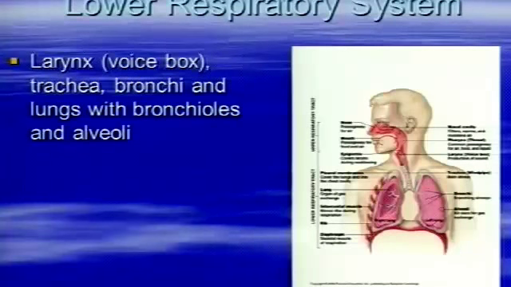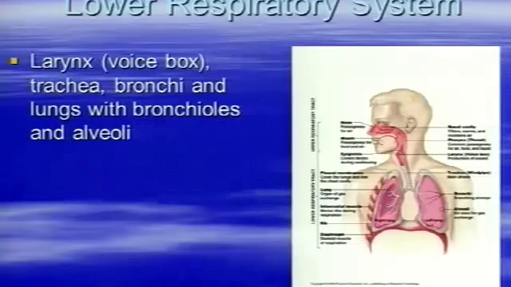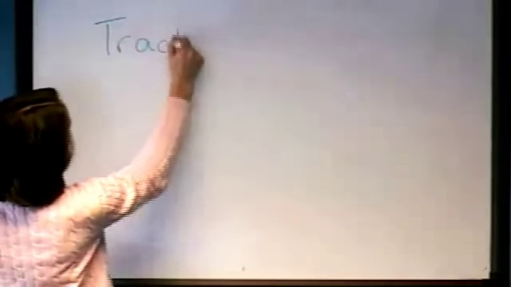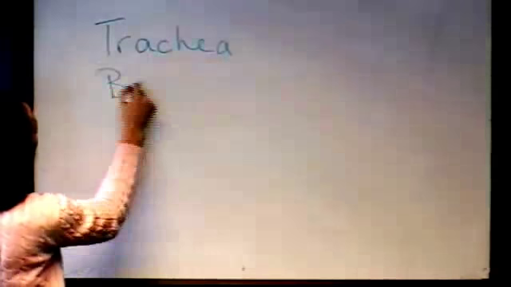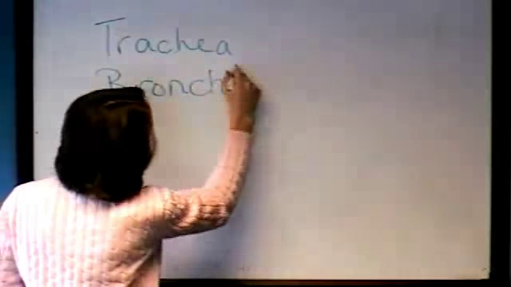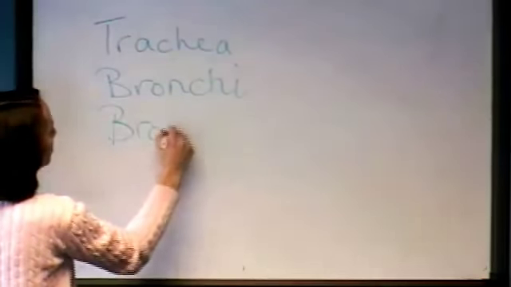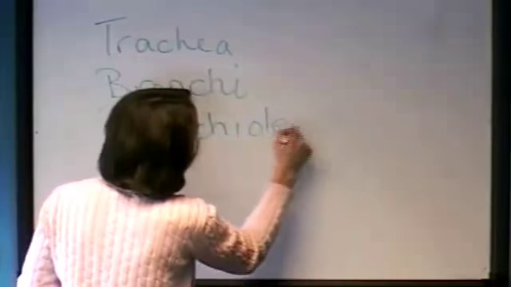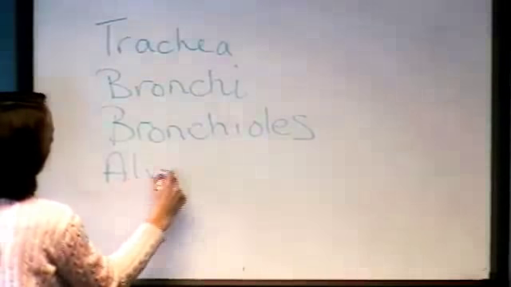Now, the thing that I think I will point out now while we're here. I know we know all those structures, but what I want to talk about is the transition from the trachea to alveoli. So we've got trachea, we've got the bronchi, bronchioles, and alveoli.